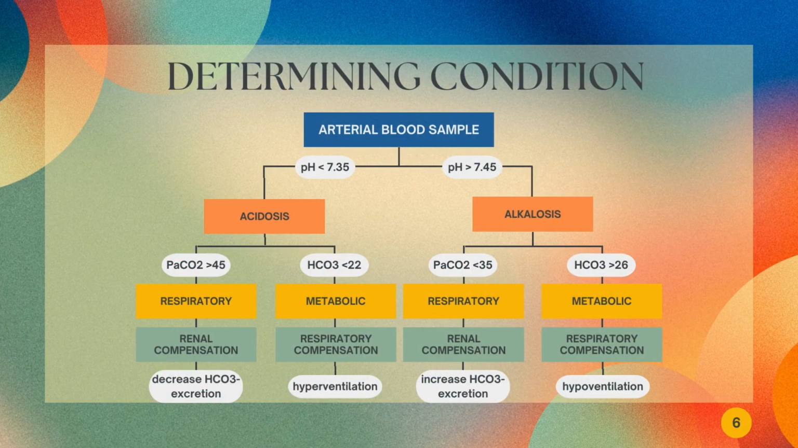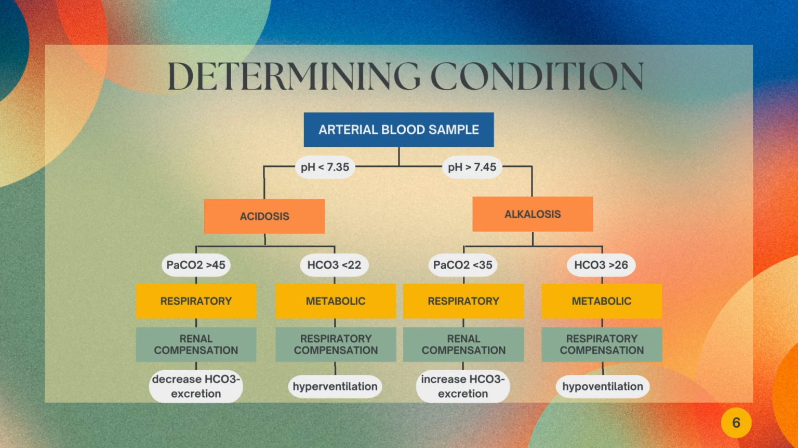So how do you remember all those lab values and determine what is the condition? This is a flow chart that helps guide those decisions. You will first assess the pH to determine if they are in acidosis or alkalosis. If the pH is less than 7.35, they are in acidosis. If the pH is greater than 7.45, they are in alkalosis. Then you will assess the partial pressure of carbon dioxide, and if it is low, you have respiratory alkalosis, and if it is high, you have respiratory acidosis.